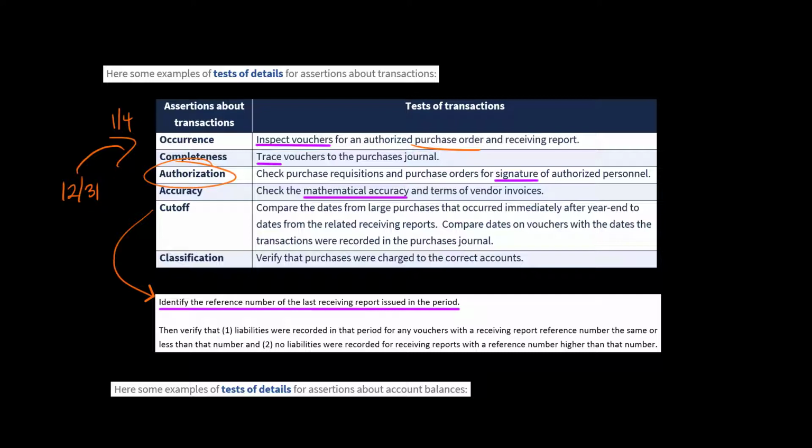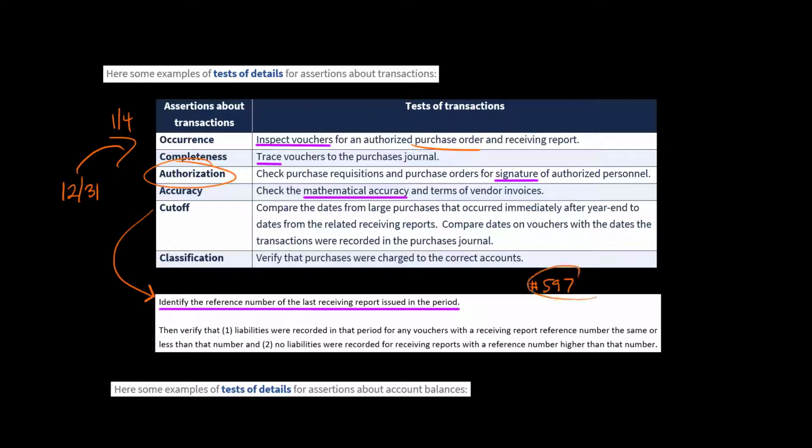How would the auditor go about knowing if this was happening? Well, what the auditor could do is identify the reference number of the last receiving report. Remember, receiving reports should be pre-numbered. So look at the number of the last receiving report that was issued in the period. Okay, let's say it was number 597. That was the last receiving report in the period. Why does this matter? Why am I talking about receiving reports? Because when the companies receive the goods, that's when they're supposed to record a liability, right?